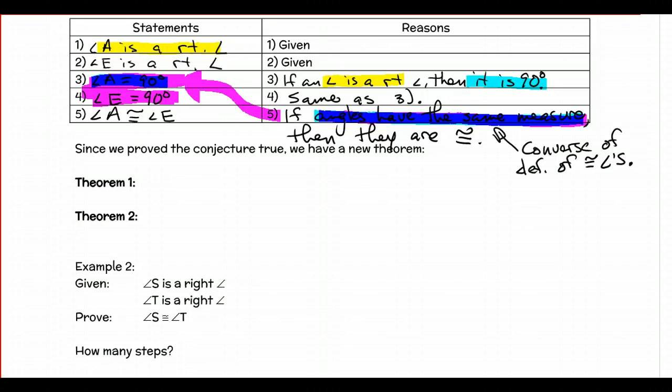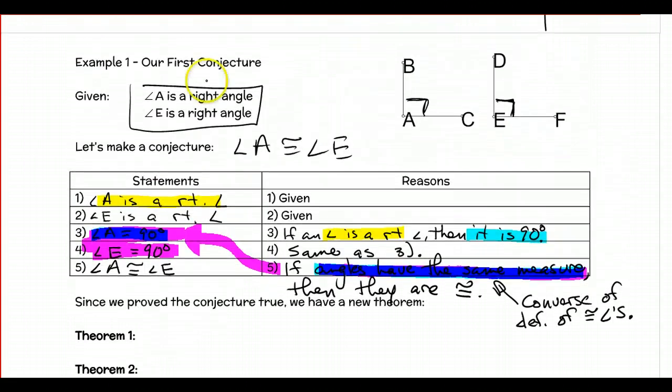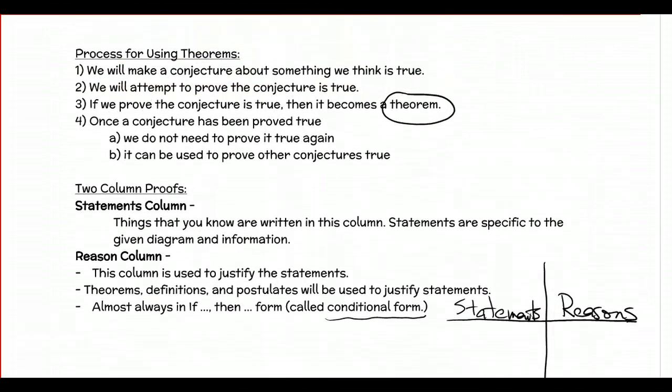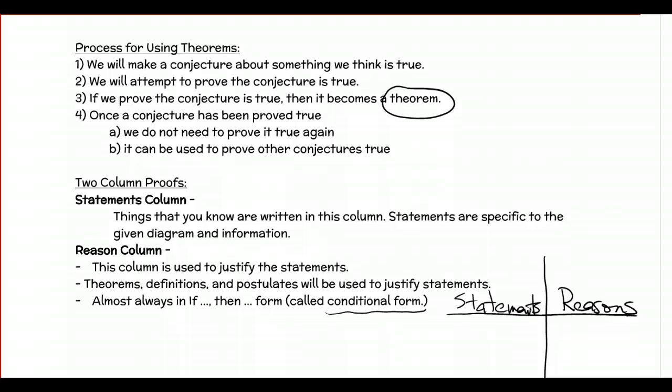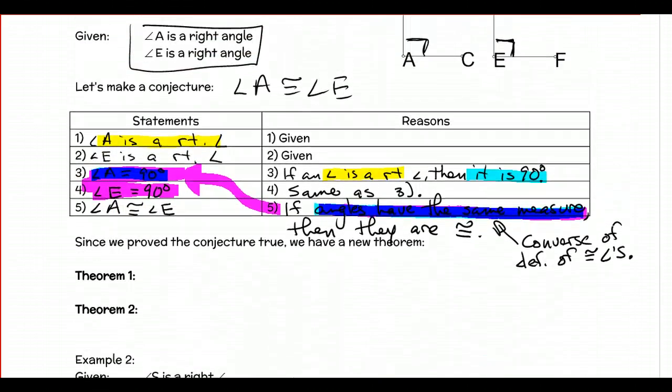So we went through this example, and we were given two right angles, and we had a conjecture that, okay, if I have right angles, then they have to be congruent. And we actually proved that that was true. So remember our process here. If we prove the conjecture true, then it becomes a theorem. So now, from this example, we get theorem 1.